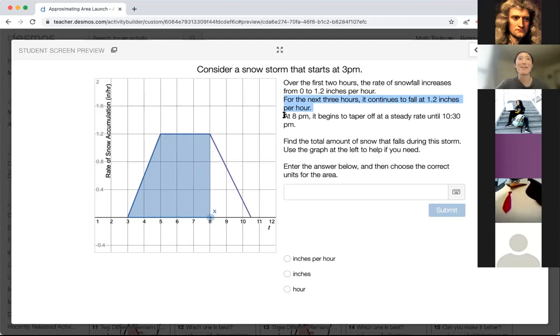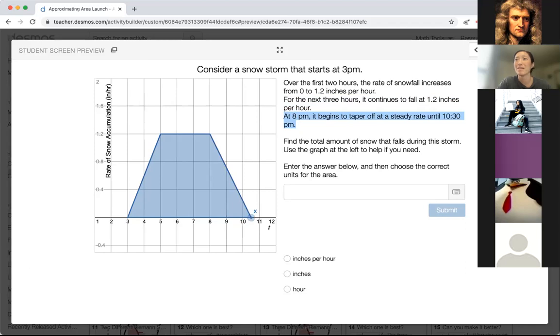All right. Now at 8 p.m., it begins to taper off at a steady rate until 10:30. And when we say taper off, that means that we are starting to slow down. So if we were sitting by that window, we might see that the snow starts to get lighter and lighter and lighter until what time does the snow stop? Yeah, the snow stops right around 10:30.